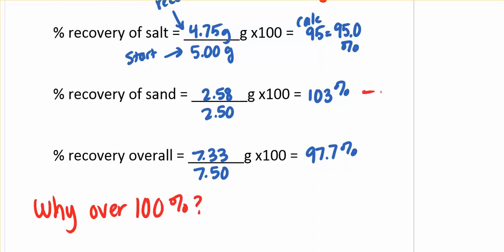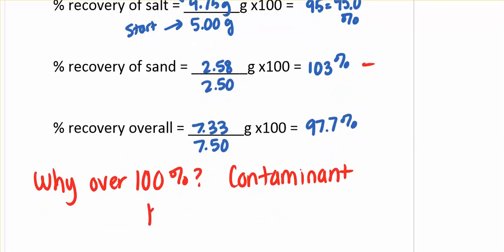Notice that our sand recovery is over 100%. What does that tell you? It tells you there's a contaminant in there. There's something else besides the sand. We didn't magically make sand as we did this experiment. So what else may be in there besides the sand? Well, there could be water. Maybe you didn't evaporate it long enough. Hopefully you'll go back. If your recoveries come out too high, you'll go back and make sure that the sand was totally dry. I would expect you to do that.